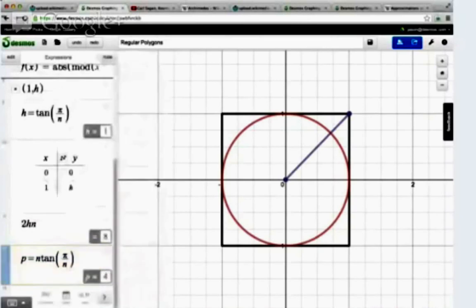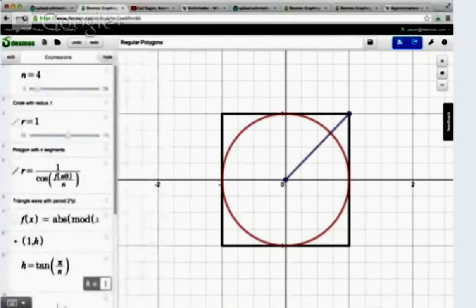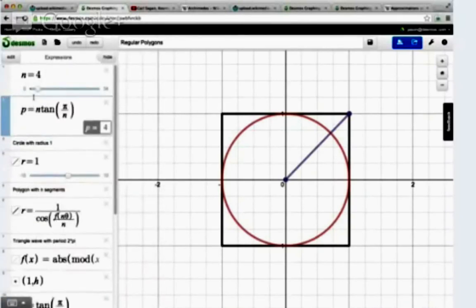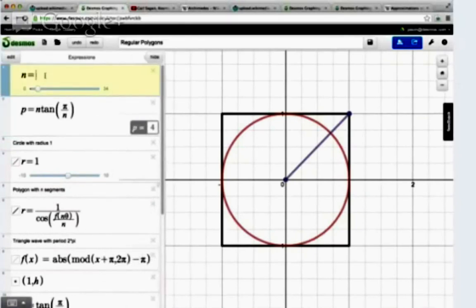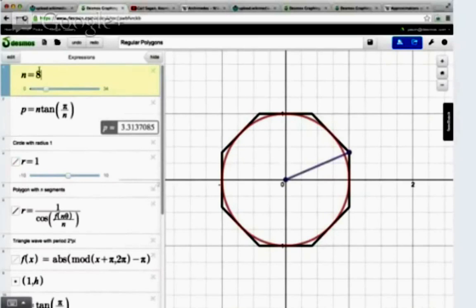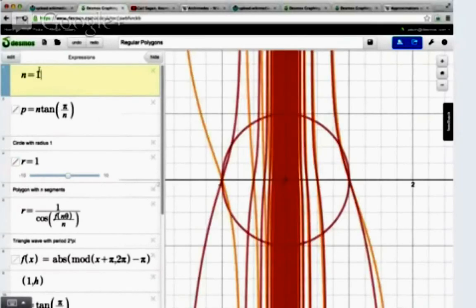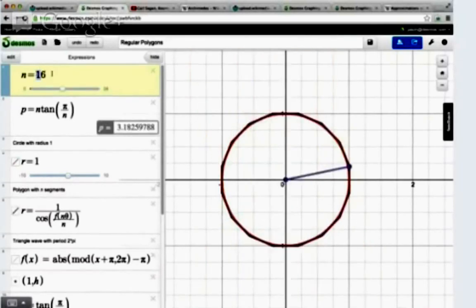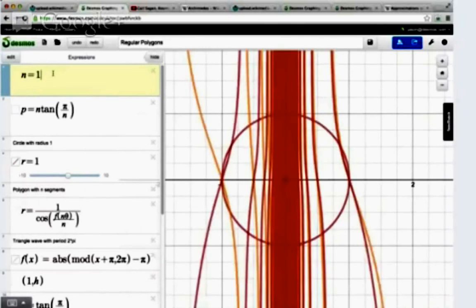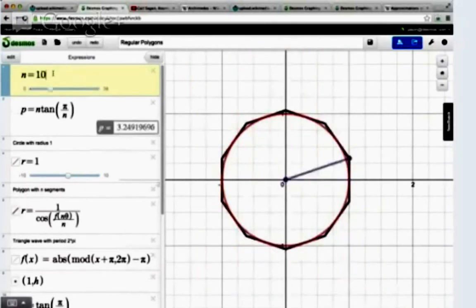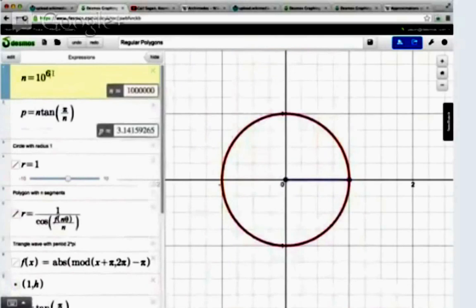I'm going to go ahead and drag this equation up to the top so we can see how it depends on n. So if we increase n to, say, 8 here, we start to get a number that's closer to pi. 16 is even closer. And let's just go ahead and make it 1,000,000. All right, so that's a pretty good value for pi.